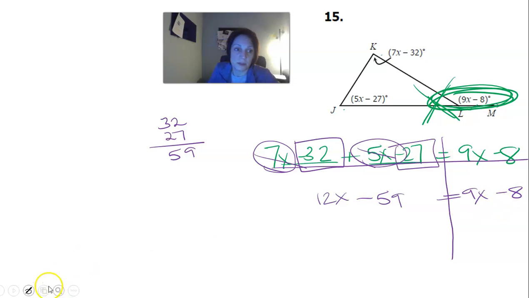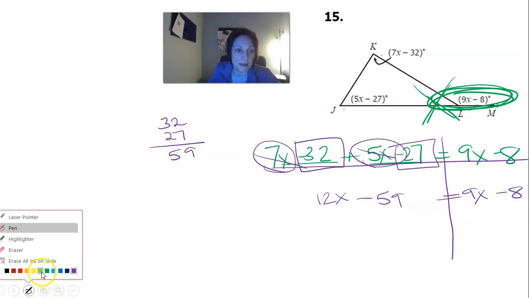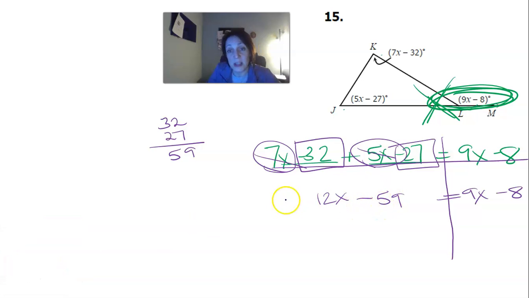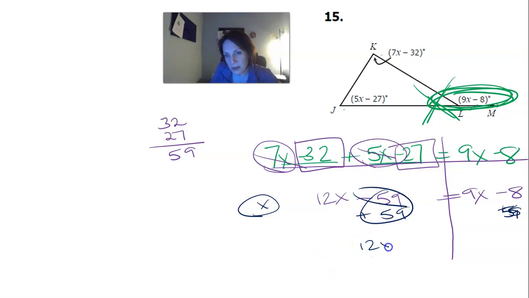Okay, so we have to move some stuff, right? Let's take this negative 59. I want my letters to the left. Negative 59 has got to go. Add the 59 to both sides. Okay. All right, so over here it's canceled. I've got 12x over here, 9x, and let's see, 59 and a minus 8. That'd be 51, right? Ta-da.